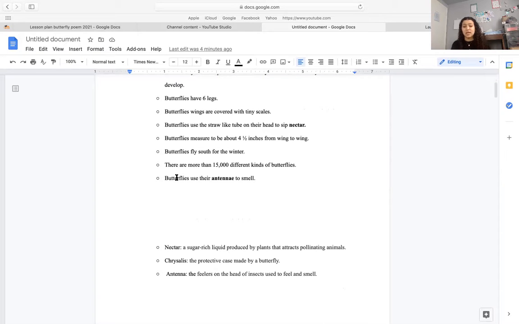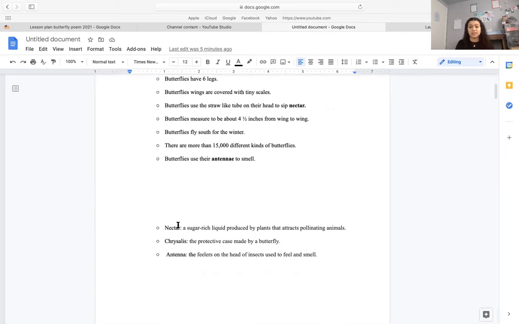All right, boys and girls. Now, continuing on, I want to talk about some of the academic language that we've seen in our book and in our fast facts that we wrote down as well. I'm going to go over those 3 words and the definitions we have written out here. Nectar is a sugar-rich liquid produced by plants that attracts pollinating animals. Chrysalis is the protective case made by a butterfly, which was one of the stages you also mentioned. And antenna is the feelers on the head of insects used to feel and smell.